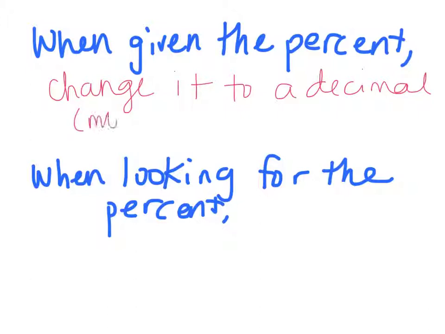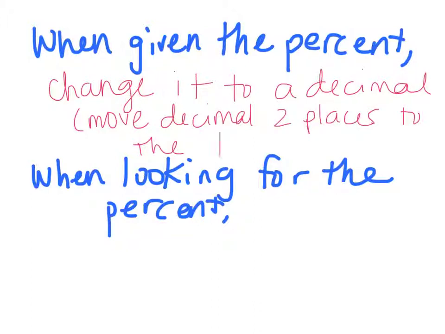So we move the decimal 2 places to the left. Be sure you change it to a decimal before you put it in your equation.